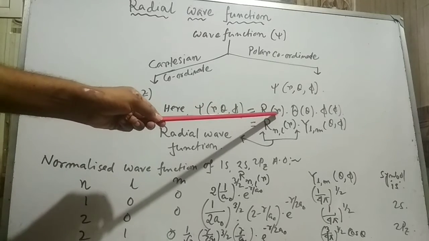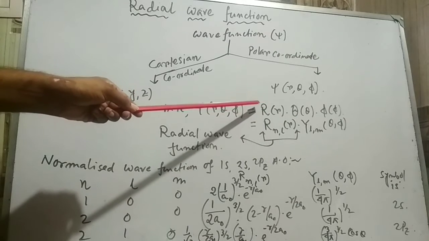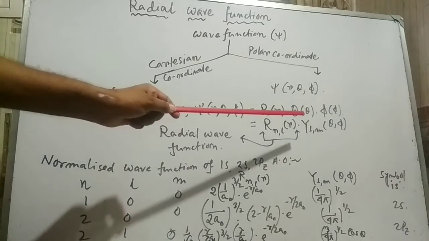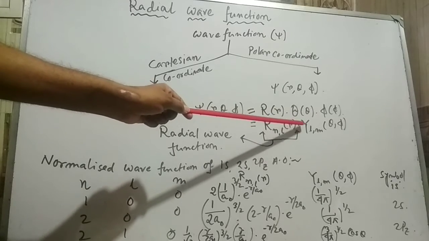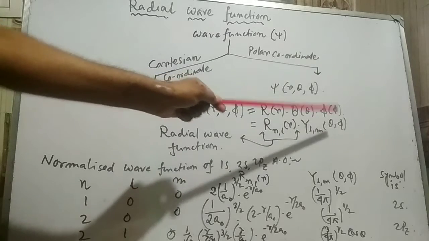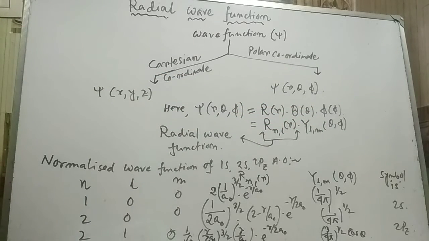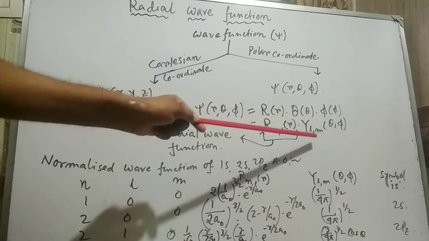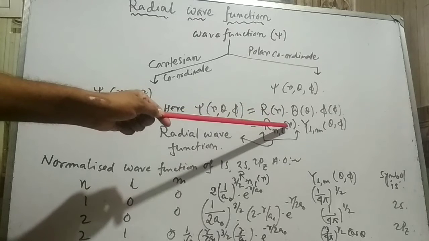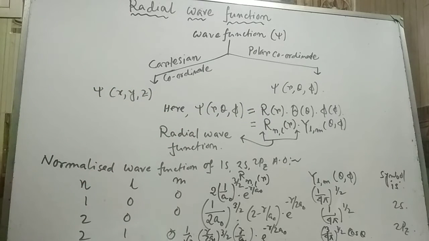The R(r) part is basically the radial part, which depends on the radius, whereas the angular part, which is expressed as Y_lm, depends on the angles theta and phi. This Y_lm(theta, phi) is the angular wave function, and R_nl is the function of r, small r. This is the radial wave function.